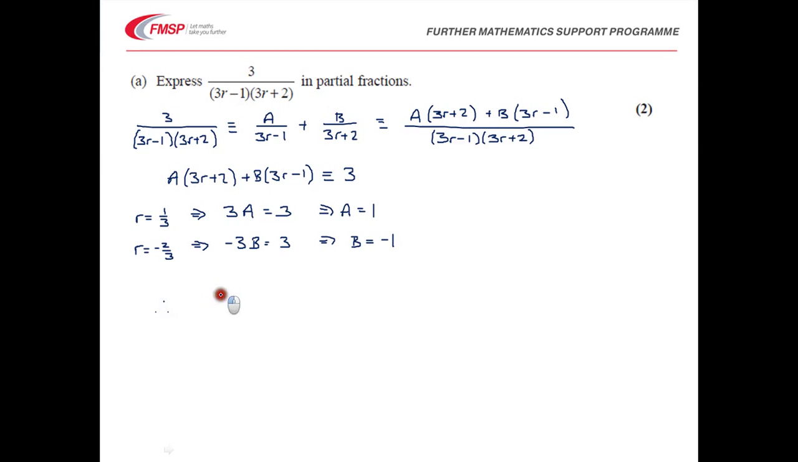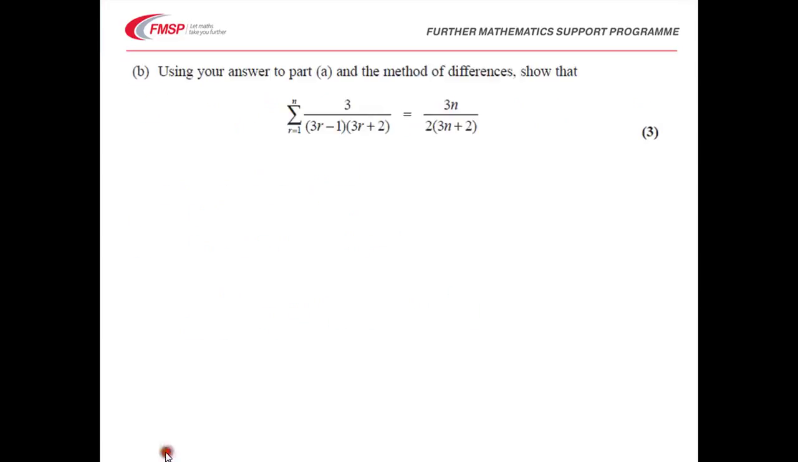So, finishing this off, I write 3 over 3r minus 1, 3r plus 2 is identically equal to 1 over 3r minus 1, take away 1 over 3r plus 2. Fortunately, I've got a minus sign there because I need to use the method of differences. If you do a question like this and find you haven't got a minus sign there, then you know you've made a mistake, and hopefully you'll be able to go back and find it.